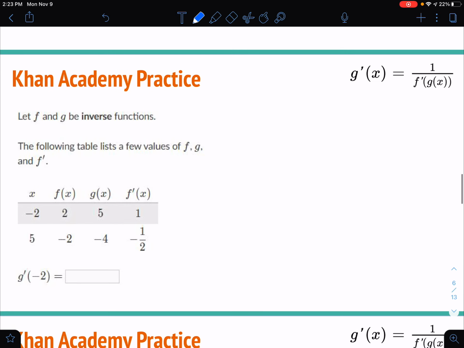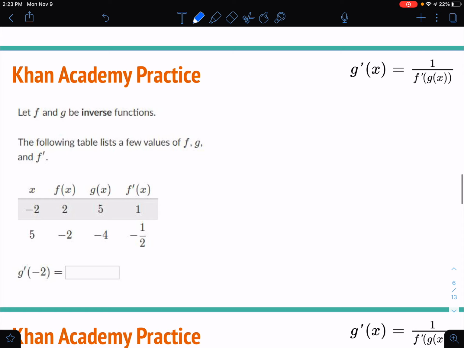All right, next one, Khan Academy practice. So if I give you guys practice on Khan Academy, this is what these functions will look like. So we have a table of values here. They're giving me f of x, g of x, and f prime of x. They also tell me up here that f and g are inverses of each other. So I know automatically g prime of x equals 1 over f prime of g of x.